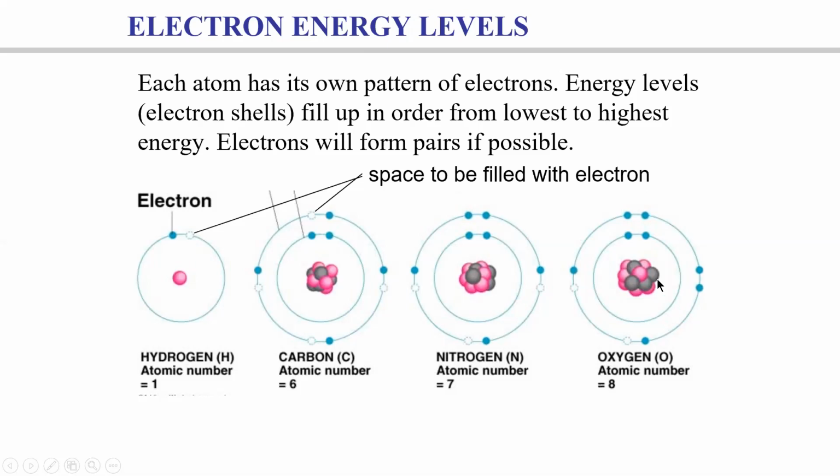Let's do another one over here. Let's do oxygen, which has 8 protons. We're going to fill up the energy levels with 8 electrons. We put 2 electrons in the first energy level, and we put 6 electrons in the second energy level. That leaves 2 empty spaces to be filled up.